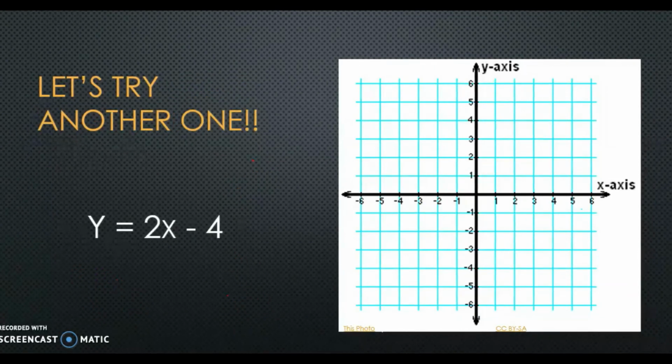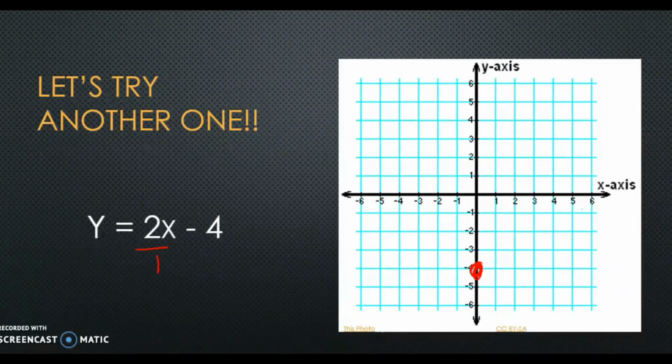Here's another one. This one begins on the negative 4. The slope is 2. Remember those whole numbers we got to put over 1. So this one we will go up 2, right 1. We have our 2 points, and then we draw our line.